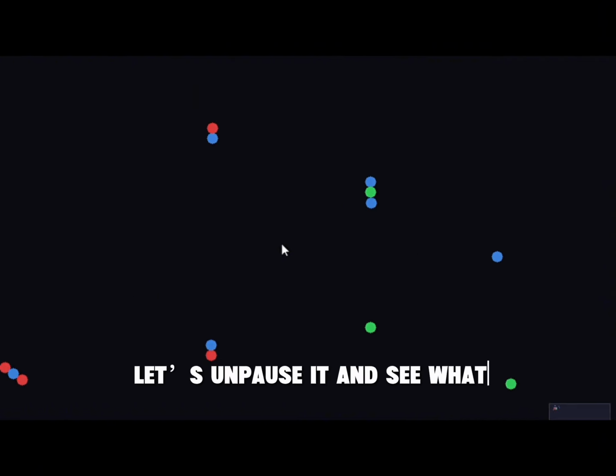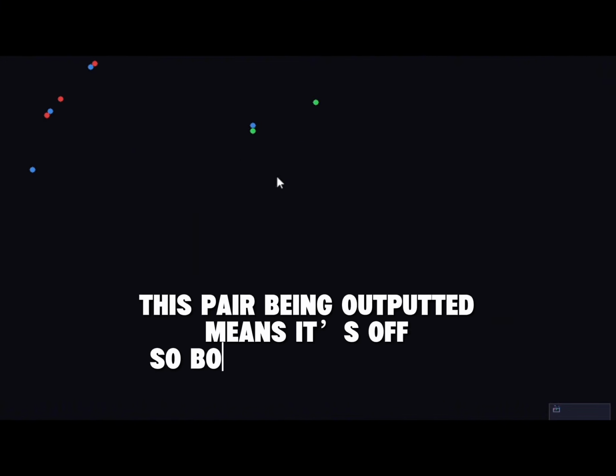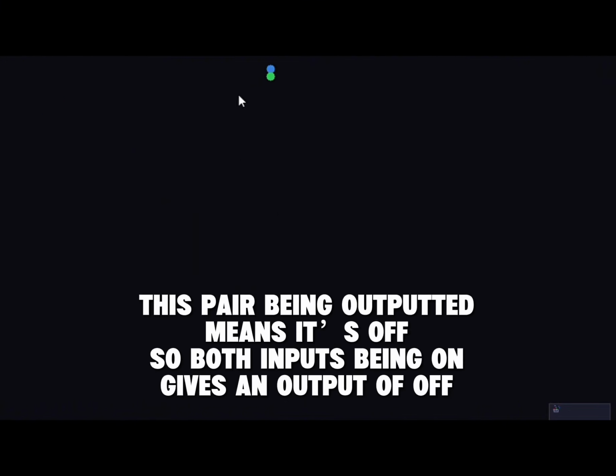Let's unpause it and see what we get. This pair being outputted means it's off, so both inputs being on gives an output of off.